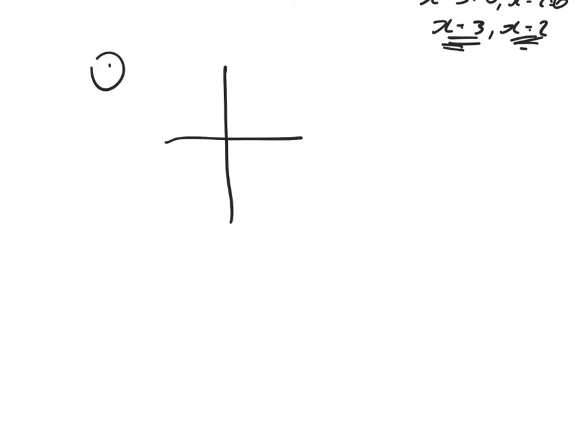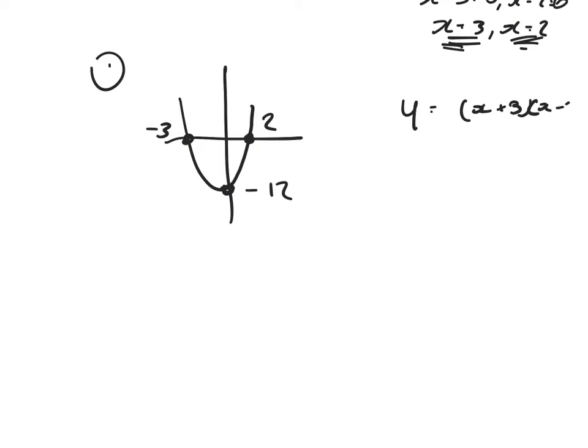Okay, so example 1, we've got a parabola that goes through minus 3 and 2 on the x-axis, that's the roots, and it cuts the y-axis at minus 12. So again, it is a reasonable assumption to say that that comes from the function x plus 3 in a bracket, x minus 2 in a bracket, because that would give me a root of minus 3 and a root of 2, as we can see from up here.